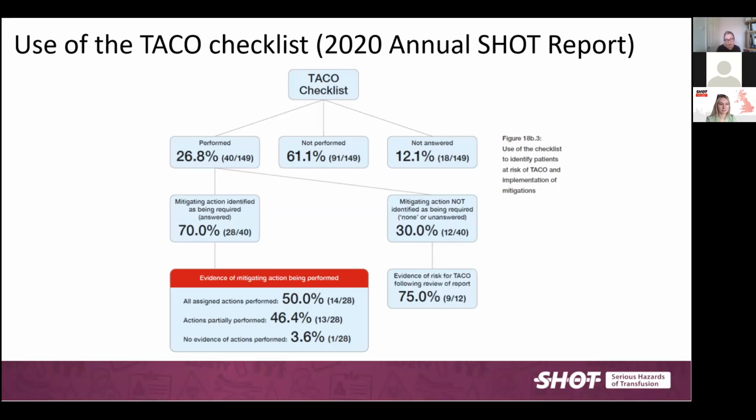And of those cases where the risk assessment was performed but a mitigating action was not identified as being required, of which there were 30%, when you go back and actually look at the detail of those cases, actually three quarters of them had at least one risk for TACO. So it's not being used particularly well in terms of how often it's being used, and also it doesn't appear to be being used in the right way at the moment.